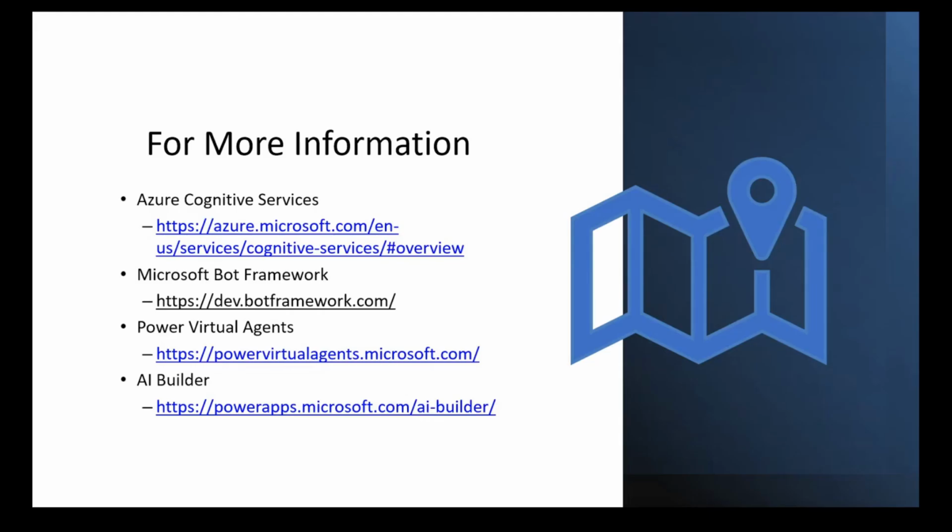And then if you want any more information about any of these things that we looked at, azure.microsoft.com, services, cognitive services, where you'll get an overview of what each of the services does. Dev.botframework.com if you're into the developer side of things. And then, powervirtualagents.microsoft.com and powerapps.microsoft.com/AI Builder. It's where you'll get information about those other specific services, including things like pricing.